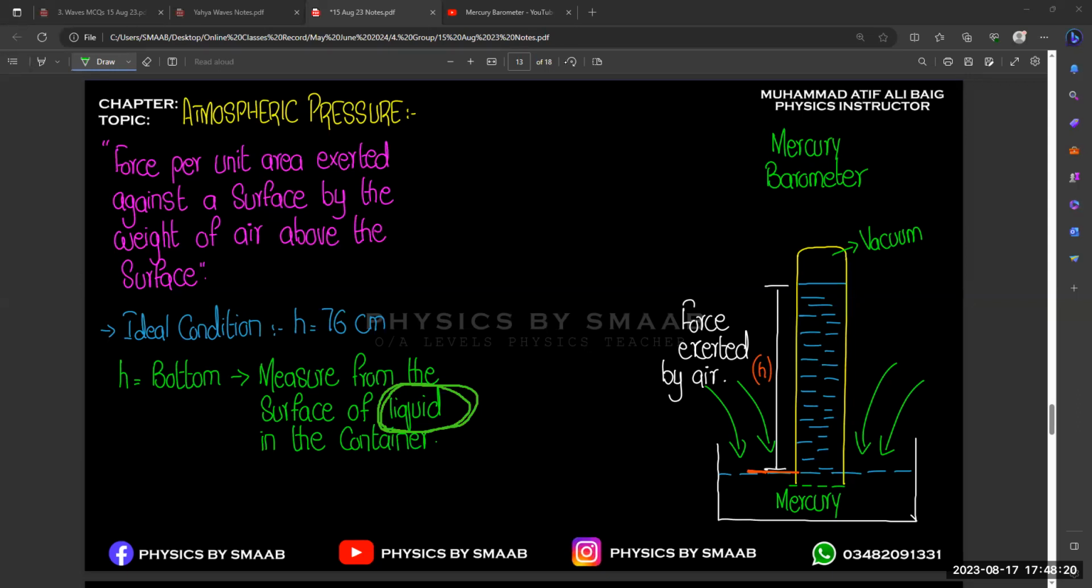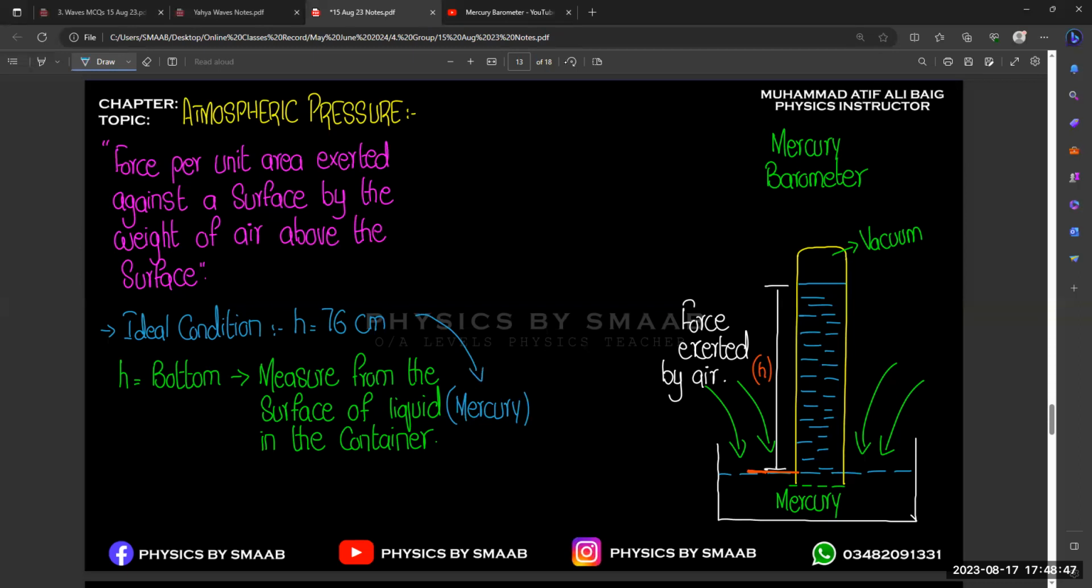Surface of the liquid in the container. Yes, you can also write that one as mercury, because we are using mercury. Sometimes we explain this experiment with the help of water in schools, because in laboratories sometimes mercury is not available. So in ideal conditions we use mercury as the liquid. So mercury is more accurate.